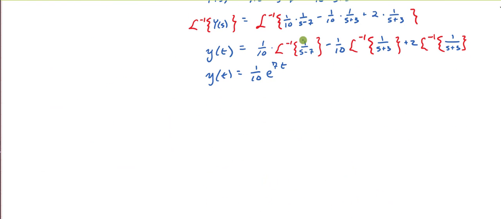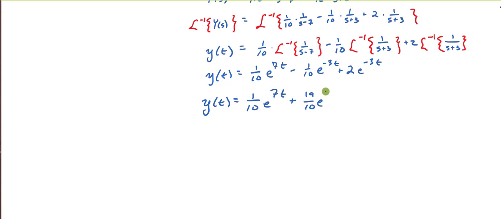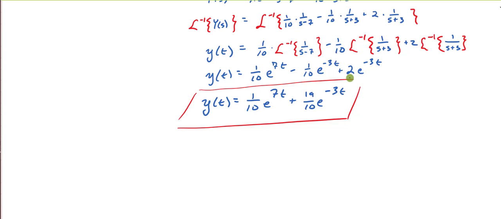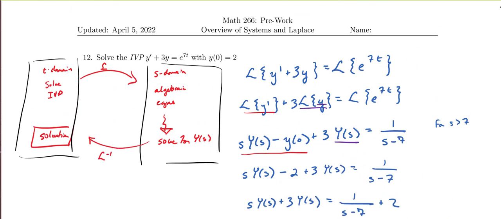So when I do the inverse Laplace transform of 1 over s minus 7, I get back to e to the 7t. Likewise, I get minus 1/10. This would be e to the, careful, watch your sign there, minus 3t, plus 2 e to the minus 3t. And I'll do now something I could have done quite a while back. We get y(t) equal to 1/10 e to the 7t. I can combine these two. This is negative 1/10 plus 2, so that would be plus 19/10 e to the minus 3t. And what I have here is the result of solving this original initial value problem.